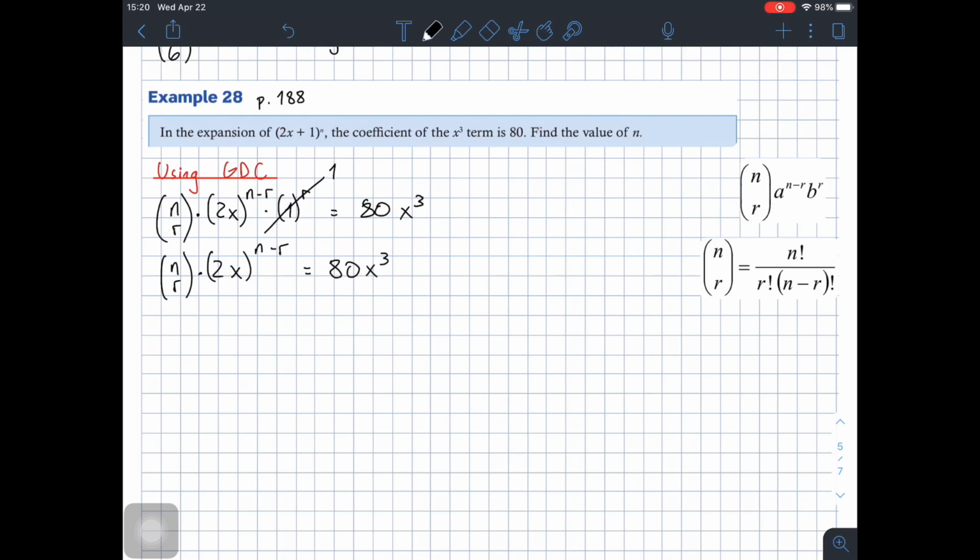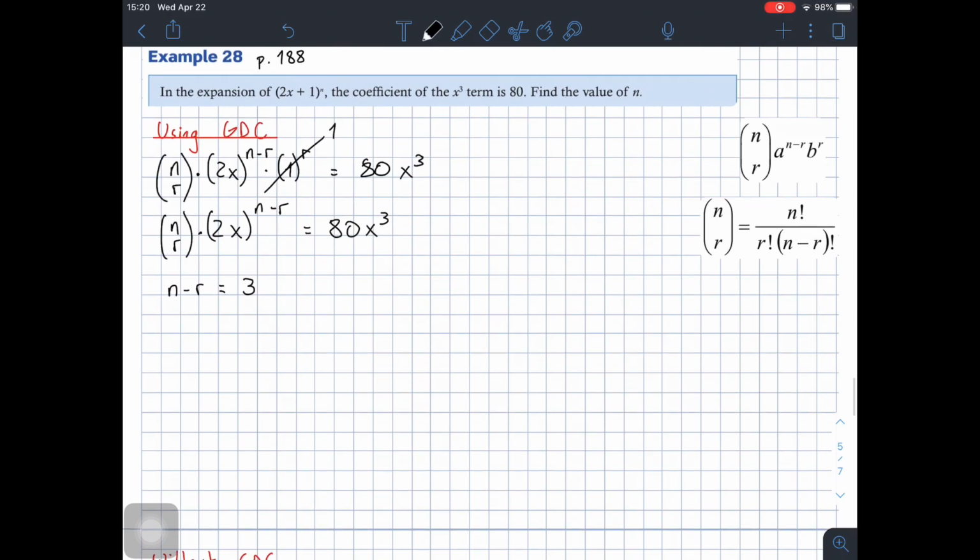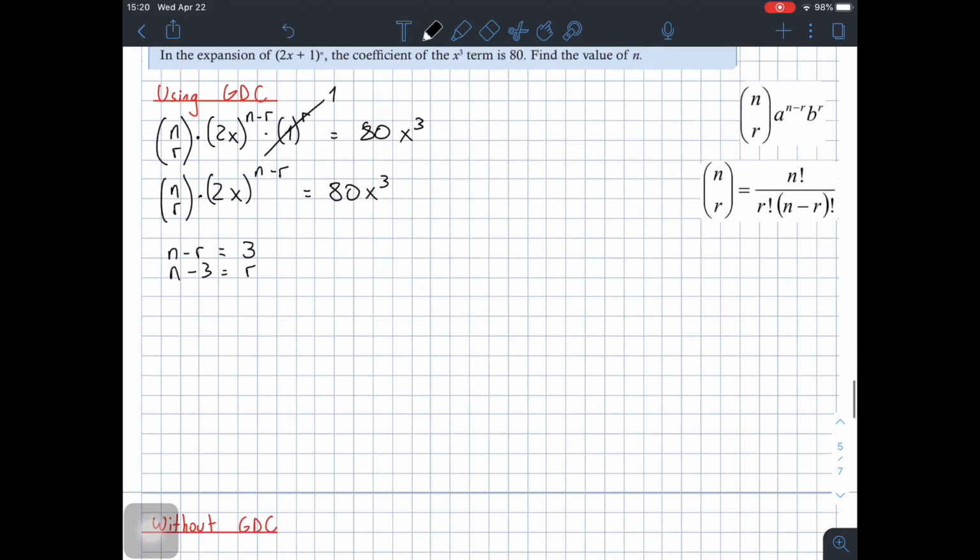One thing that we do know is that we want the x to be x cubed, right? So once again, n minus r should be equal to 3. Here I can, for example, solve for r and say that n minus 3 equals r. But here I have three variables and two equations, which are n, r, and x, okay? So we still cannot solve this.